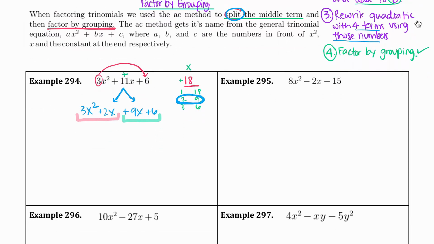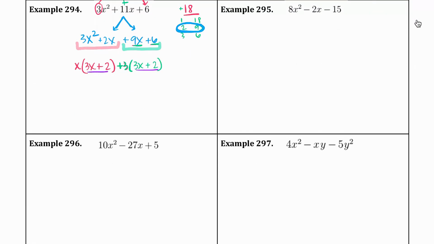For my first pair, I can only take out an x or a 1x. You can write it either way. If we take that out, I'm left with 3x plus 2. For my next group, 9x plus 6, I can take out a positive 3. If I divide each piece by 3, I'm left with 3x plus 2. The way that we know we did this correctly, this binomial should match this binomial. Since they have it in common, we can factor out a 3x plus 2, and I'm left with x plus 3.